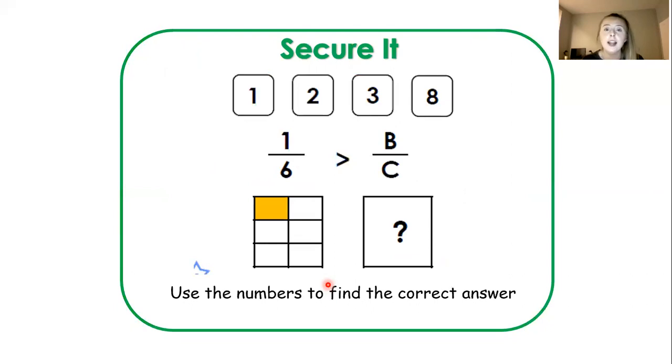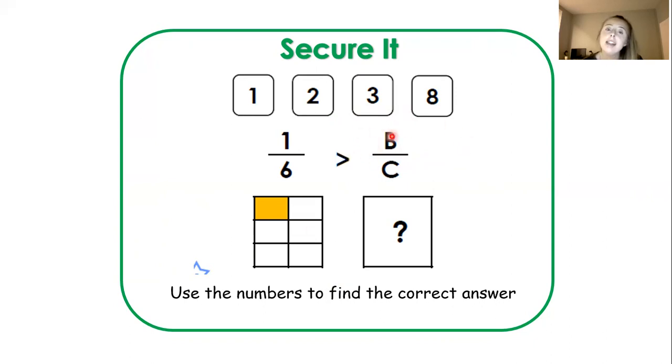Okay then, so today you're going to have a little go at the secure it. It's similar to the one yesterday, isn't it? So instead of A and B this time, it's B and C. So you've got 1, 2, 3, and 8, and you are going to find the fraction that will replace B and C to make a fraction. Remember, we are looking at unit fractions today. So B will be 1, won't it? Because unit fractions only have 1 on the top. It won't be a unit fraction if it doesn't have 1 on the top.